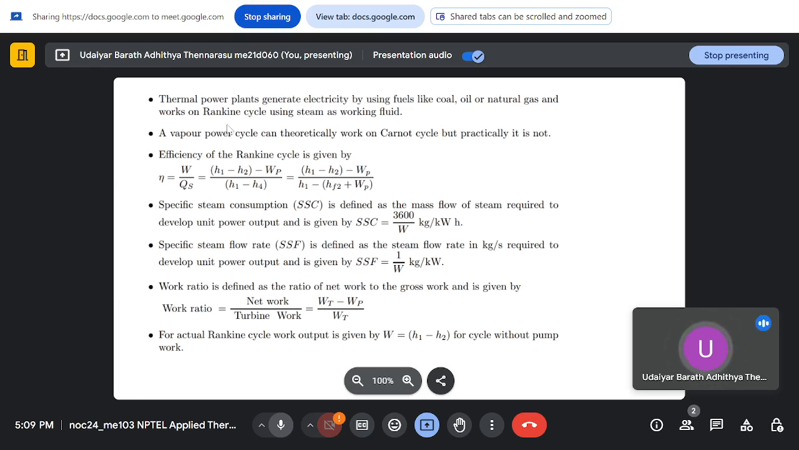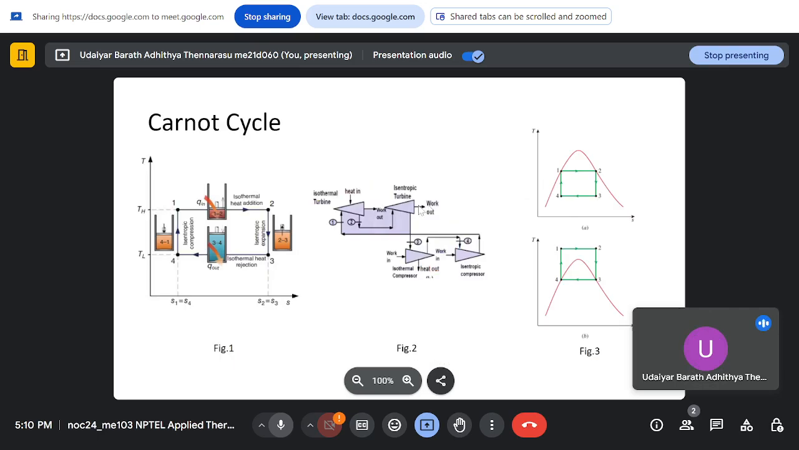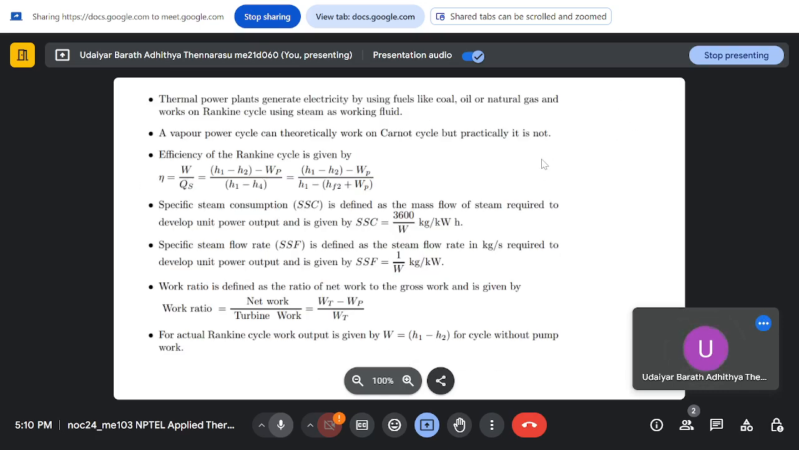So the first one, the thermal power plants generate electricity by using fuels. So they burn basically coal, oil and natural gas, and they use a Rankine cycle using steam as the working fluid. So in the vapor phase, ideally it can work as a Carnot cycle, but there are practical difficulties.